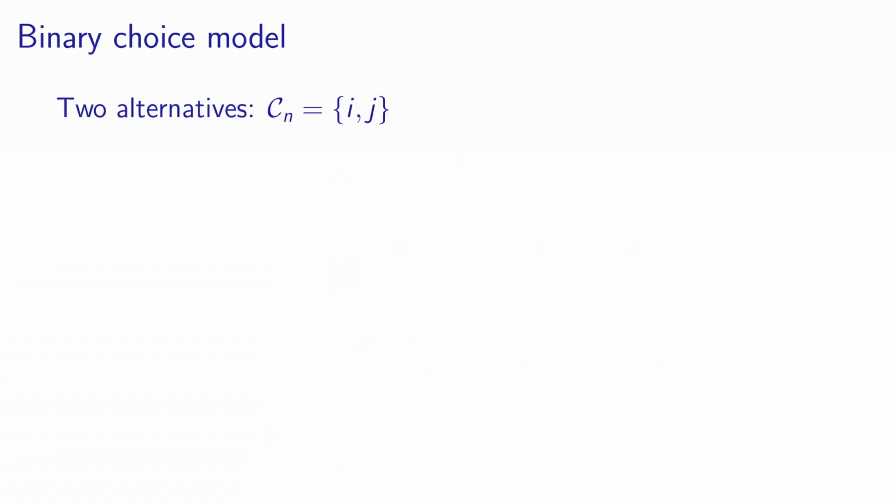The reason is very simple: it is a very simple case, so we can introduce many ideas and concepts very easily, but many of those ideas and concepts will remain valid when we extend the analysis to choice sets containing multiple alternatives. So today we are interested in the special case where the choice set Cn contains only two alternatives, i and j.